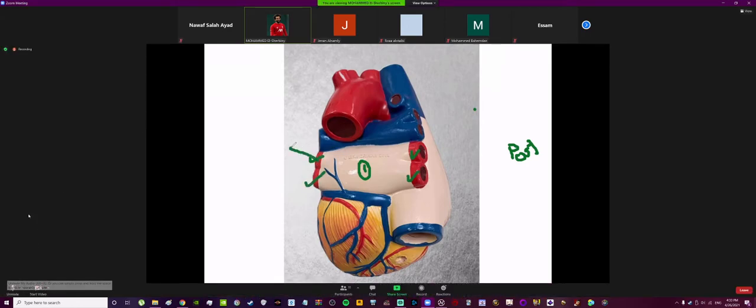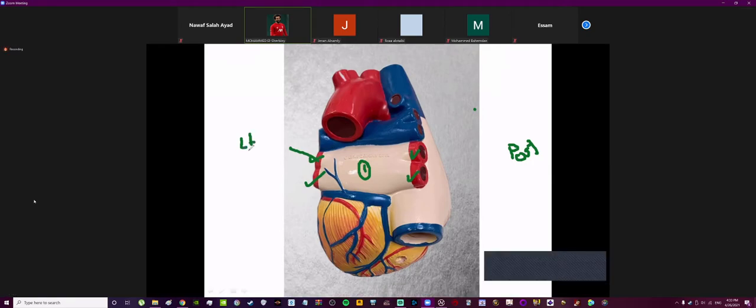If I put it here, identify the vein: it is the left upper pulmonary vein. Here, the left lower pulmonary vein. Right upper pulmonary vein. Right lower pulmonary vein. And this is the left atrium. Please don't forget, you can identify the left atrium easily by the four pulmonary veins open inside it.